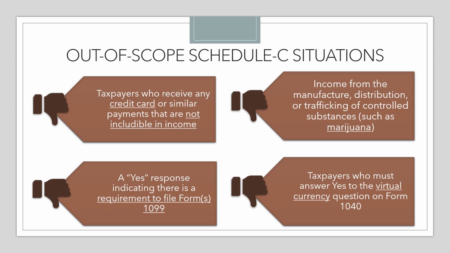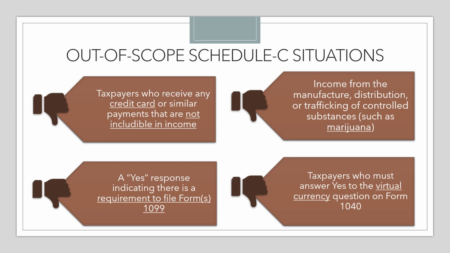And then any income from the manufacture, distribution, or trafficking of a controlled substance. So this is important because in Washington State, especially, we do have businesses that sell marijuana, and it's legal within the state. But there are legal issues on a federal level. So for the VITA program, we're staying out of that situation. So that's out of scope for our program. They still need to report that income, but they need to see a paid preparer.